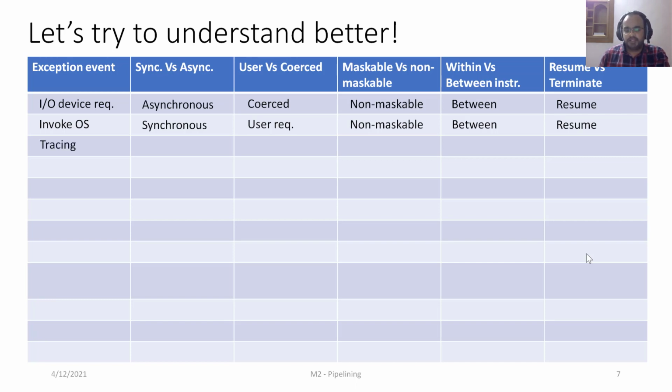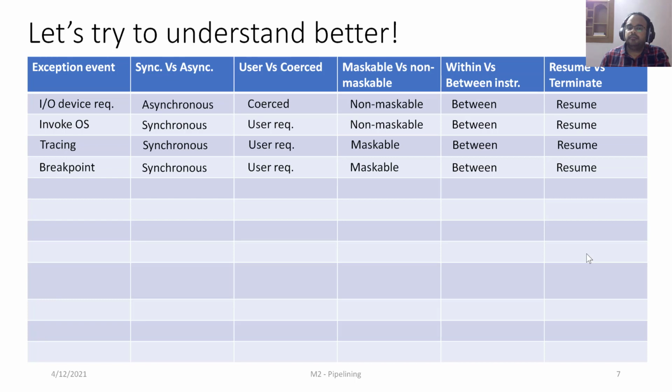The third one is tracing. Again, this is more or less straightforward. It is synchronous, it is user requested, it is maskable because we can enable or disable tracing, and it belongs to the between instruction type of exception because if you put a step, it doesn't necessarily stop the instruction from executing. Rather, it's giving us a handle on what the status is after some instruction got executed. And it is a resuming type of exception. The fourth one is breakpoint, and you would have already guessed it is similar to tracing. It is synchronous, user requested, maskable, between, and resuming type.